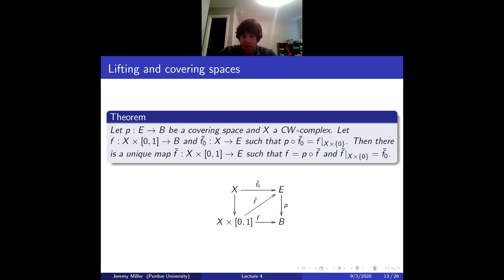Yeah, so it's saying that if you have a path in B and you lift the beginning of the path, you get a unique lift of that path to E. Moreover, you can do this compatibly in families of paths. If you have a family of paths parameterized by x in B, and a lift of the start of each of the paths to E, you can uniquely extend it to a family of paths in E.